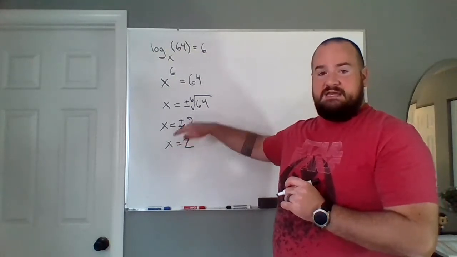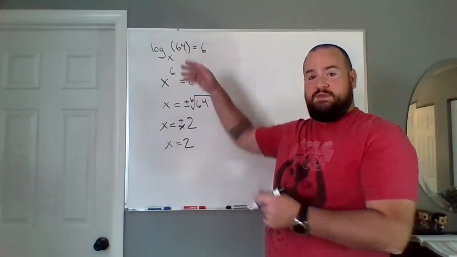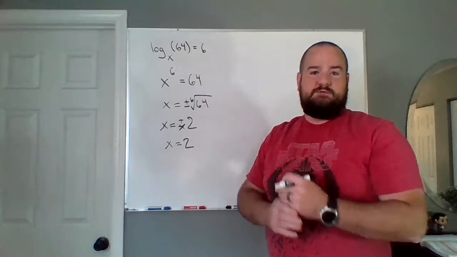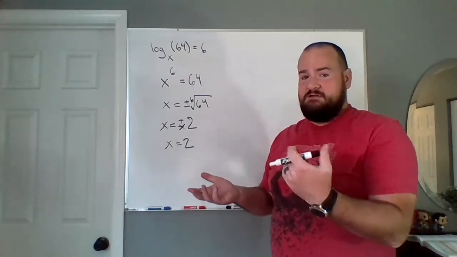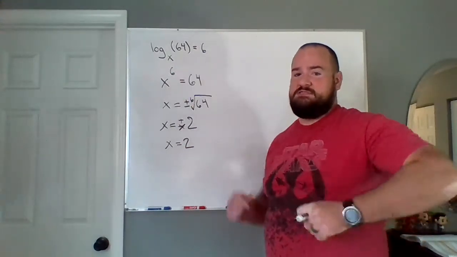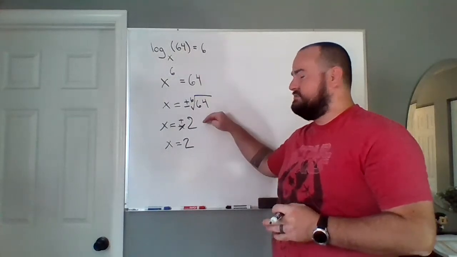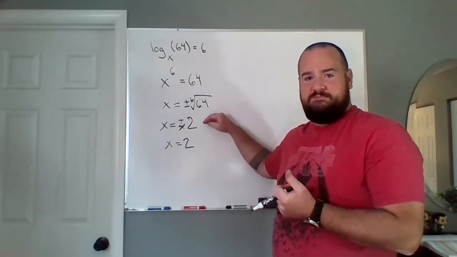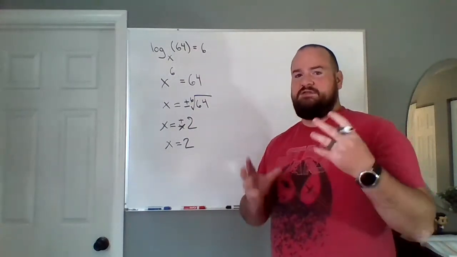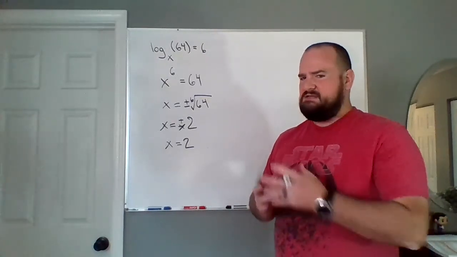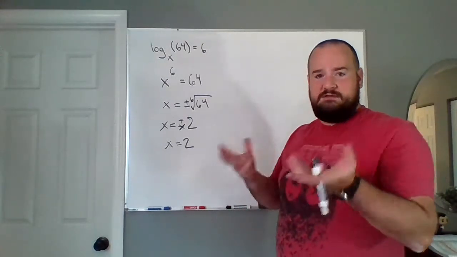The reason why x can't be negative is because our restriction for logarithms was that b had to be greater than 0 and not equal to 1. Negative 2 is not greater than 0. So that cannot be one of our solutions to this equation, even though in that solution process it came up as a possible solution. So we have to be careful. That's something called an extraneous solution. It's not something we're going to delve into a whole lot now, but it's something you can be aware of.